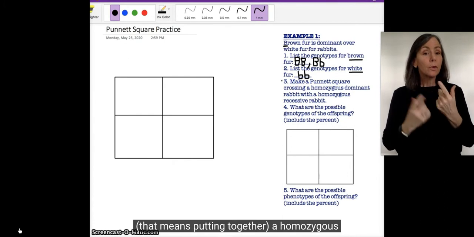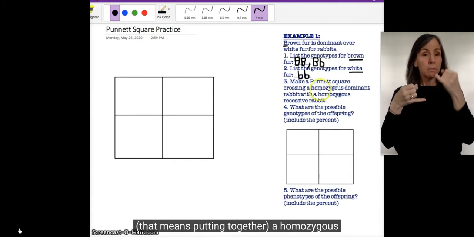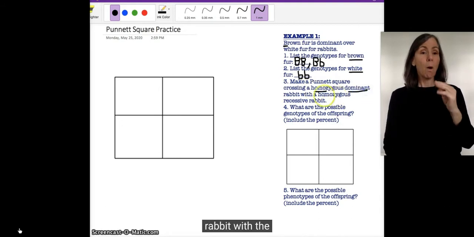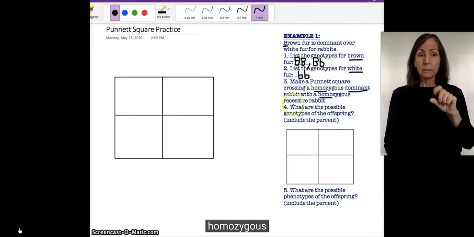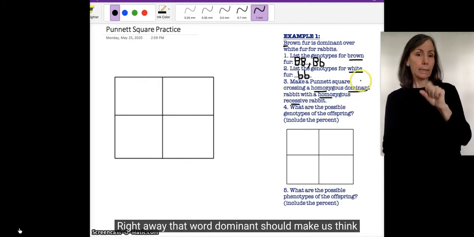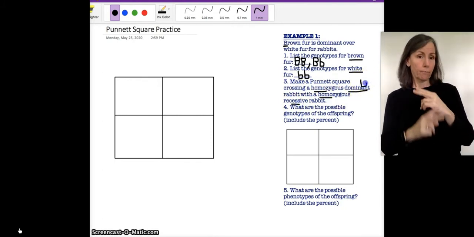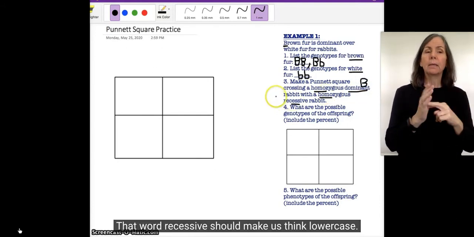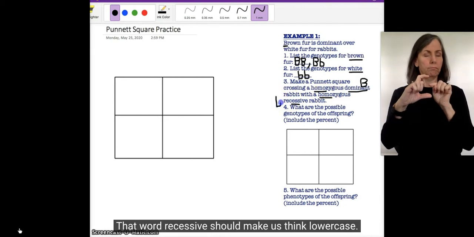Direction number 3 says, make a Punnett square crossing, that means just putting together a homozygous dominant rabbit with a homozygous recessive. So right away that word dominant should make us think capital. That word recessive should make us think lowercase.